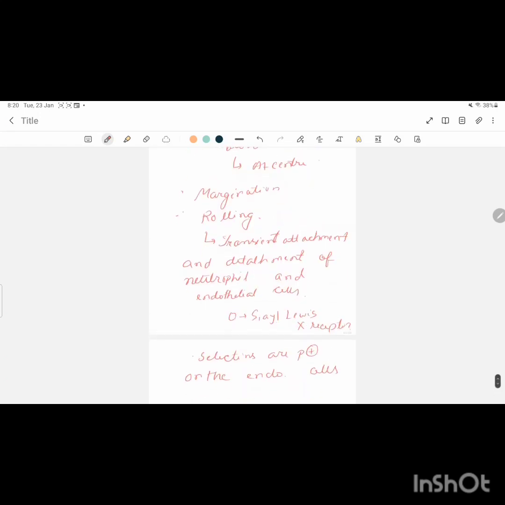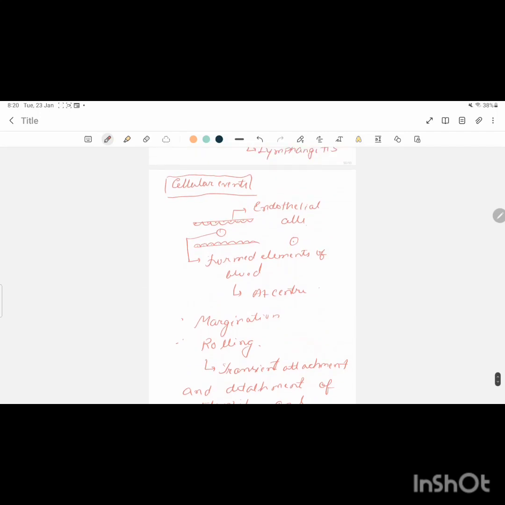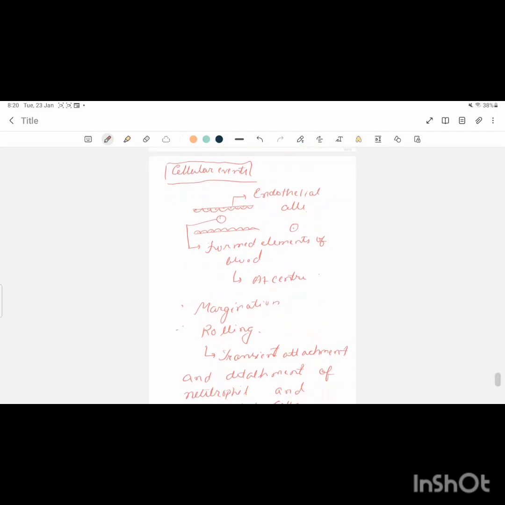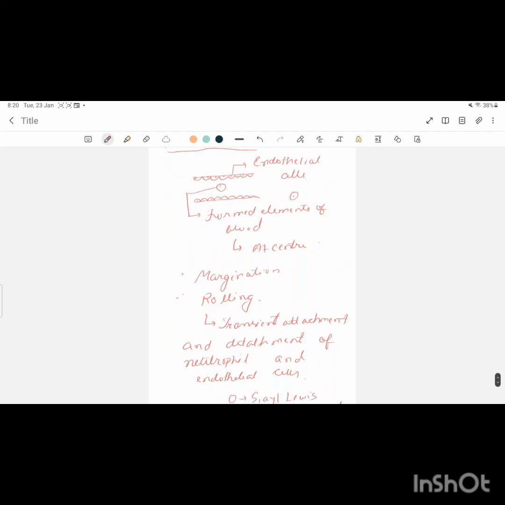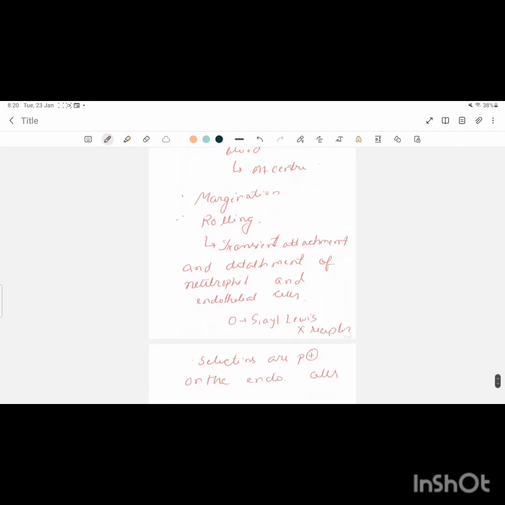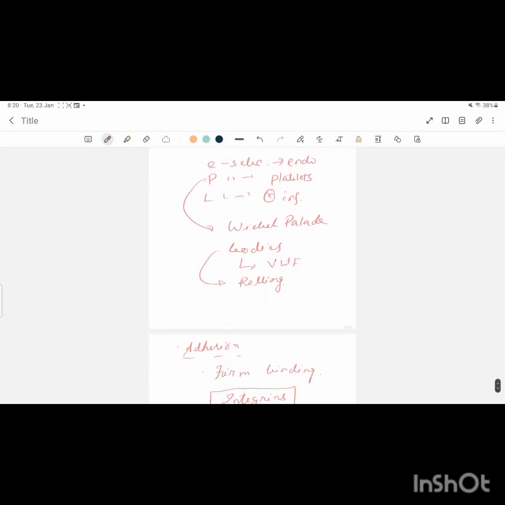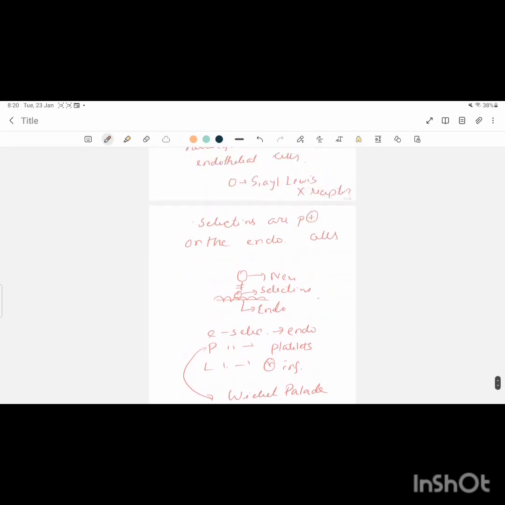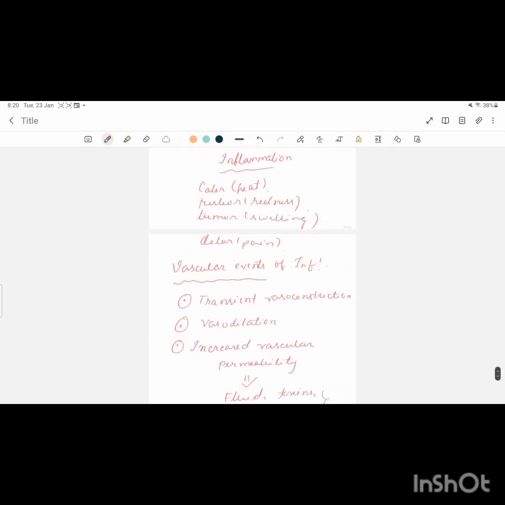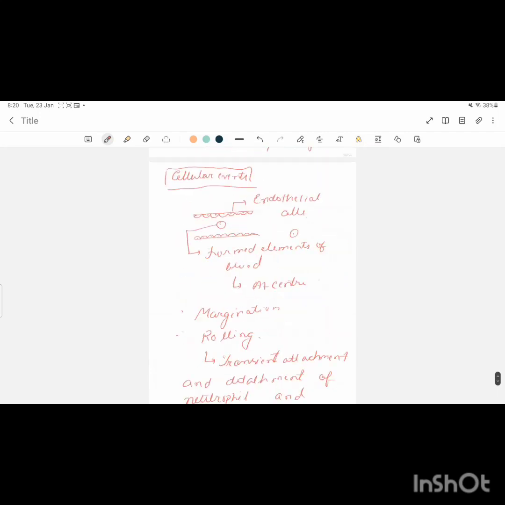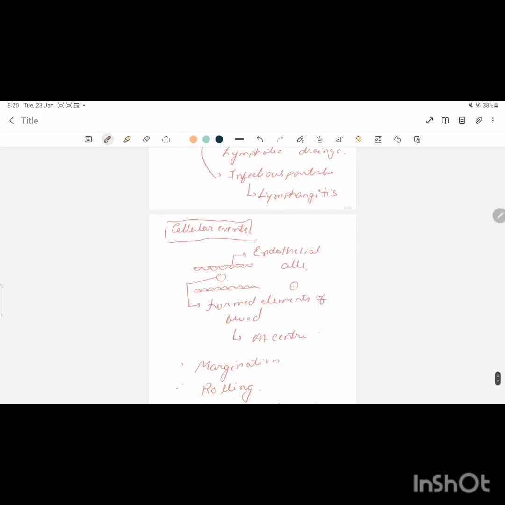देखो पहले सब एक बार रिवीजन करा देता हूँ. पहले हुआ आपका मार्जिनेशन, जो सेंट्रल में था वो मार्जिन में आ गया. इसके बाद हुआ रोलिंग, मतलब ऐसे रोल कर रहा है. This is transient attachment and detachment between neutrophil and endothelial cell. ओके, इसके बाद हो रहा है एडहेशन, अब वो एकदम फर्म एडहेशन हो गया. After firm adhesion, now it has to come out to attack bacteria. यहाँ पे बैक्टीरिया है ना, बैक्टीरिया को ख़त्म करने के लिए इसको बाहर आना है.